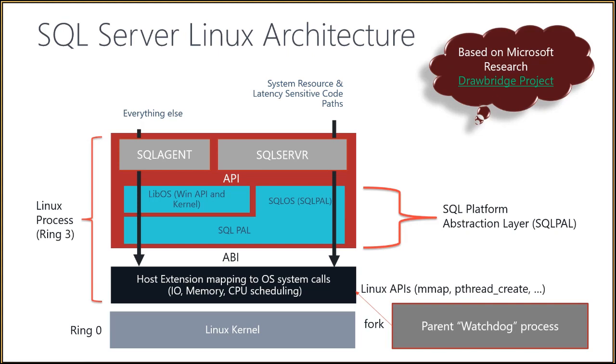Now, on the bottom right-hand corner here, you see something called a parent watchdog process. So when you start SQL Server, there are actually two SQL Server executables running, two binaries. One is this parent process that actually forks off the main SQL Server database engine. And one of the nice things that this allows us to do is this parent process can monitor the behavior of the SQL Server engine, the child process, and if there are problems like a core dump, it can make sure the core dump is captured with all the diagnostics for any troubleshooting purposes. So that's really the architecture.